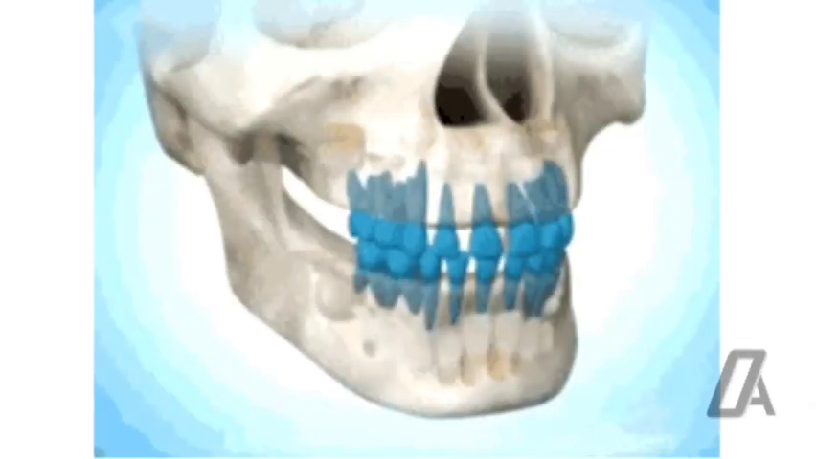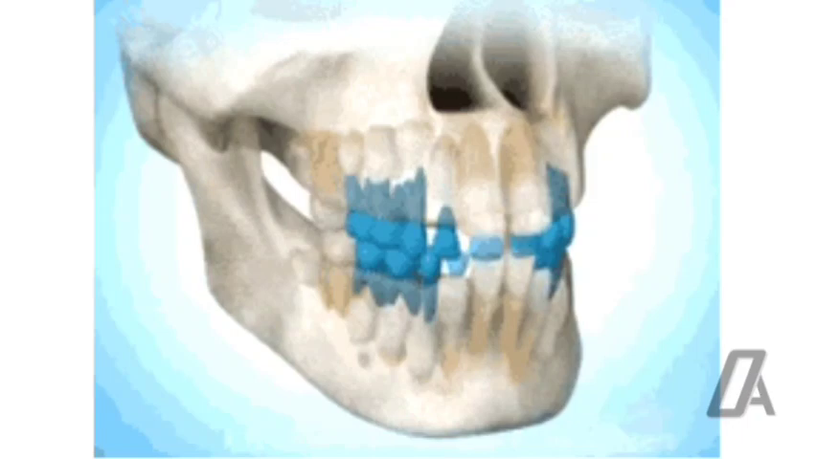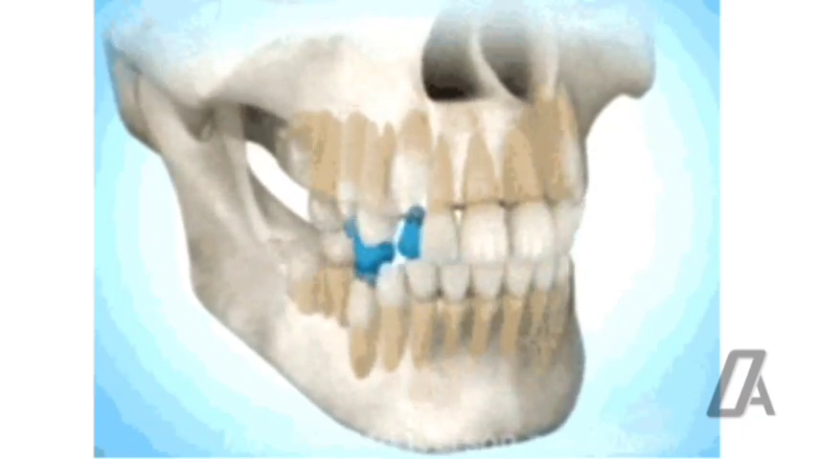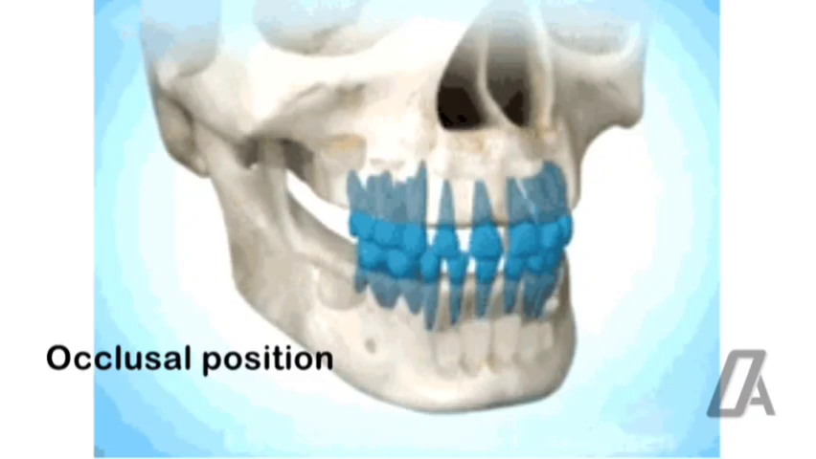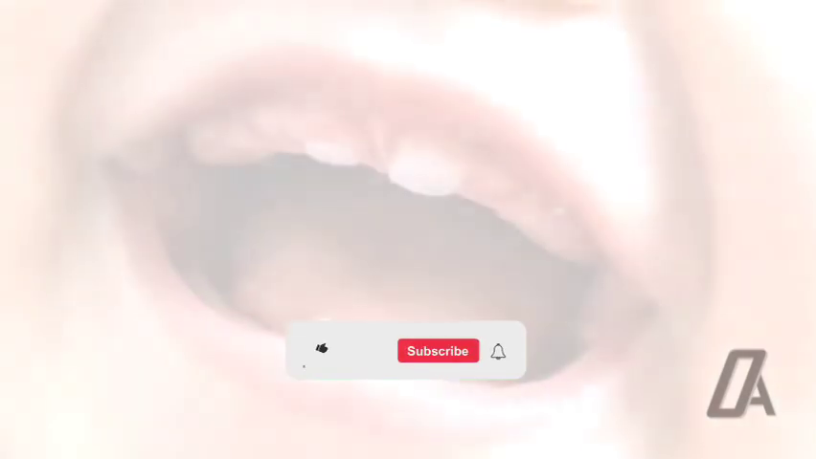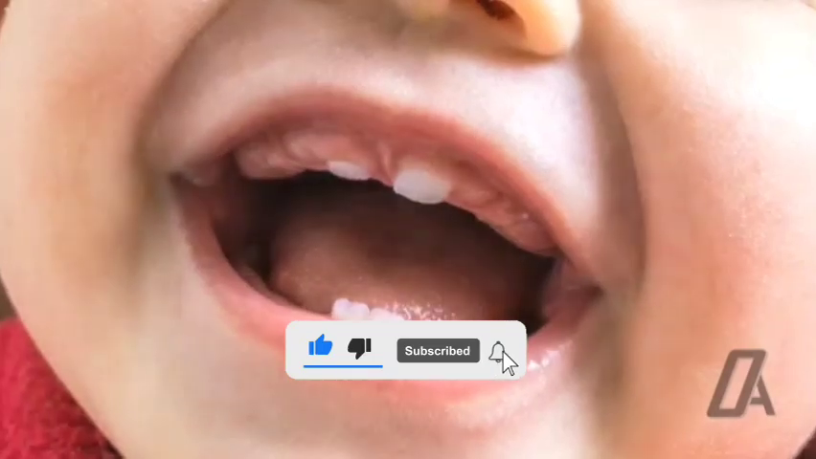Tooth eruption is basically the movement of a tooth from where it develops inside the jawbone to its final position in the mouth, the point where it meets the opposing tooth in the bite, also known as the occlusal position. Now, even though this sounds like a simple process, the exact mechanism behind tooth eruption is still not fully understood.